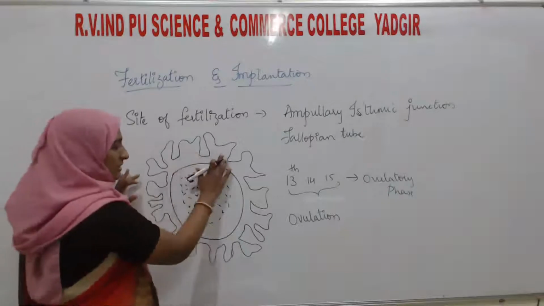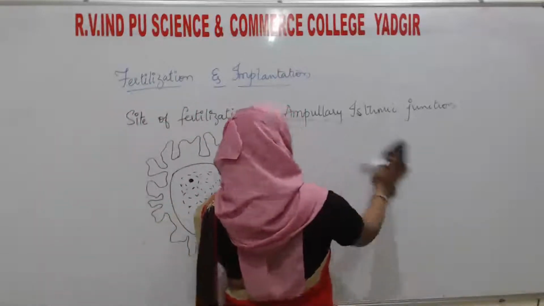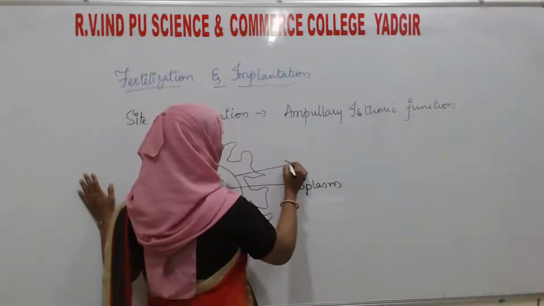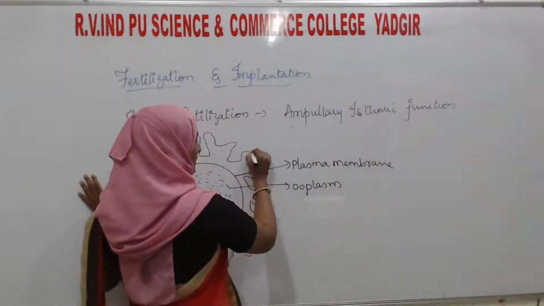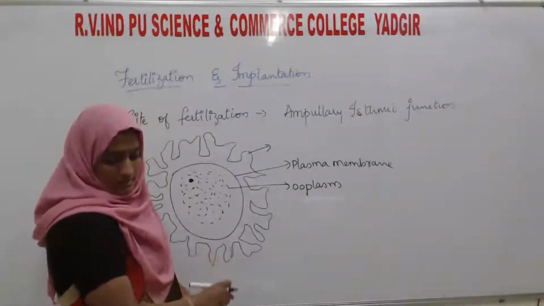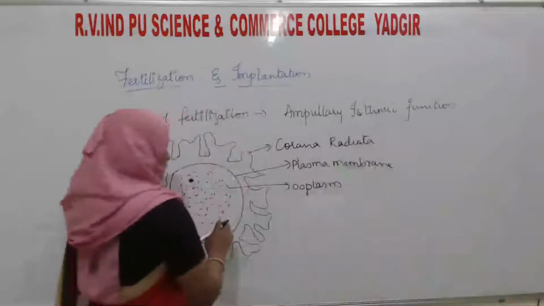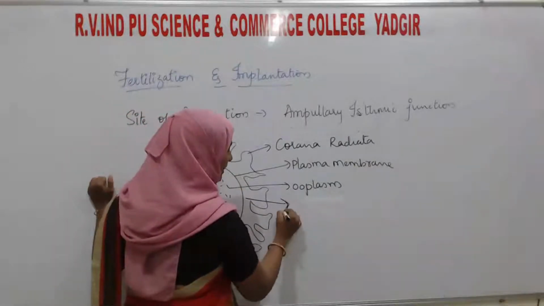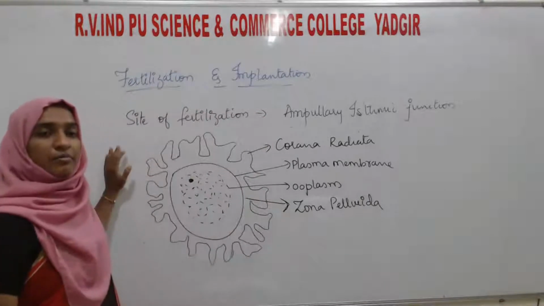In between these follicular cells and this is the plasma membrane. See here. This one is the ooplasm. This is the plasma membrane. And these cells we call the follicular cells, and this layer altogether we call the corona radiata. And here, in between the corona radiata and plasma membrane, one translucent layer will be there. This translucent layer is known as the zona pellucida.